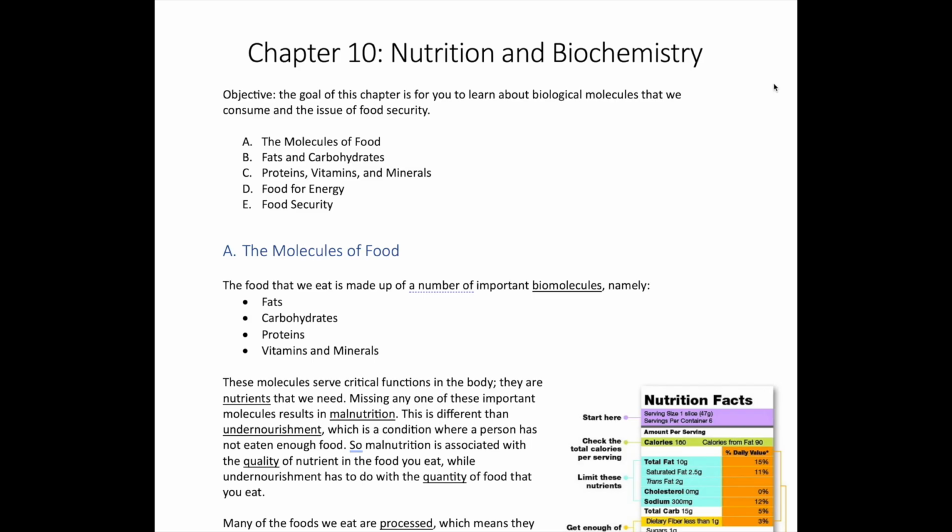We're starting a new chapter on nutrition and biochemistry. We're going to talk about the different types of molecules that are involved in the food that we eat, and then lastly, talk about the idea of food security, where not everybody in the world has enough food to eat, and therefore how we can ameliorate that situation.